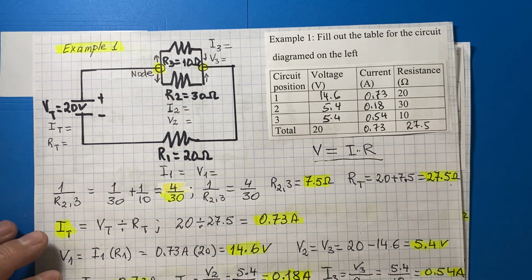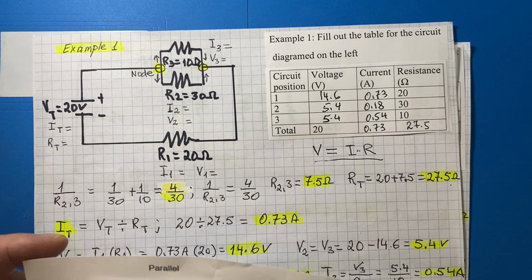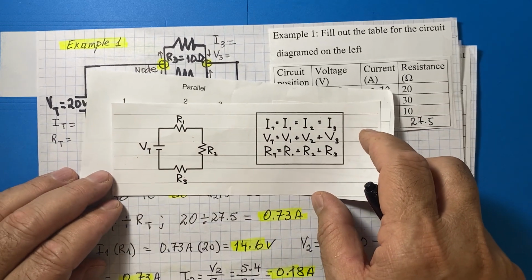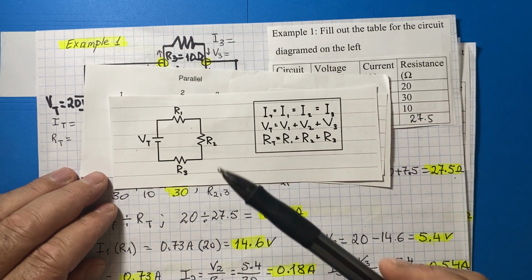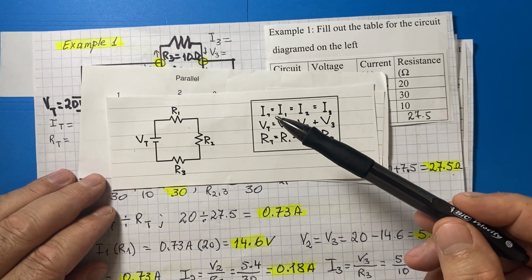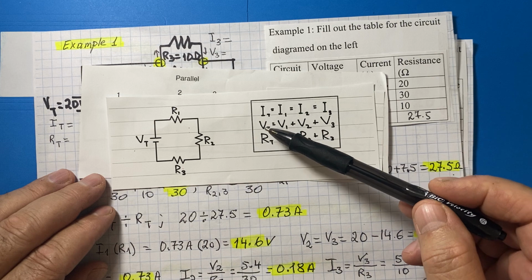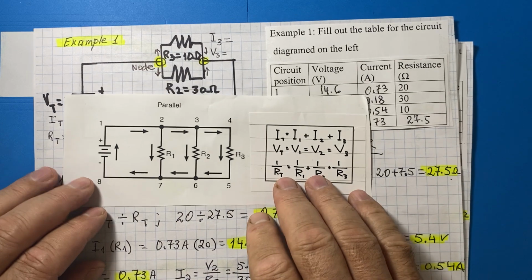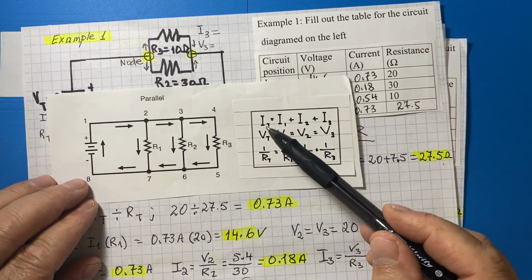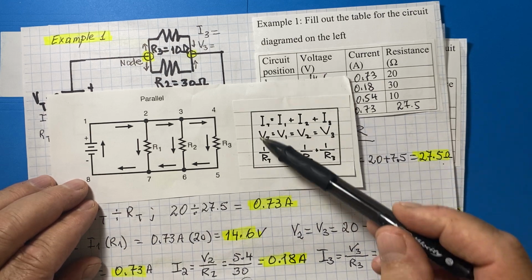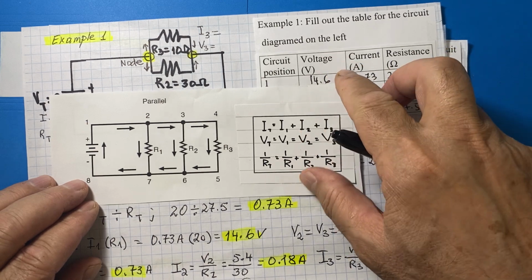Let's take a couple of examples. But before that, we need to recall the laws for finding these three variables in series and parallel circuits. For a series circuit, the rules for finding total current, total voltage, and resistance are provided in this box here. For parallel circuits, total current, total voltage, and total resistance are provided in this box on the right.